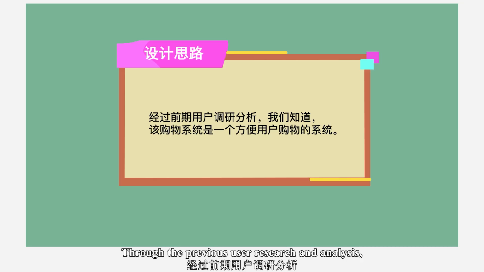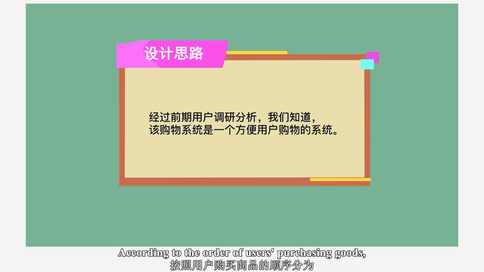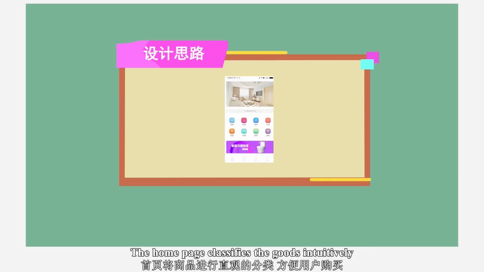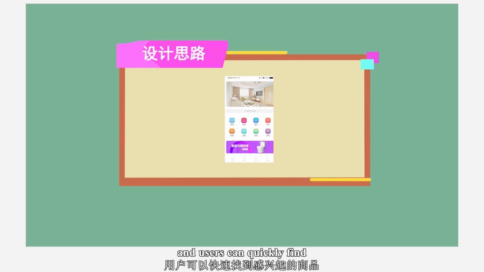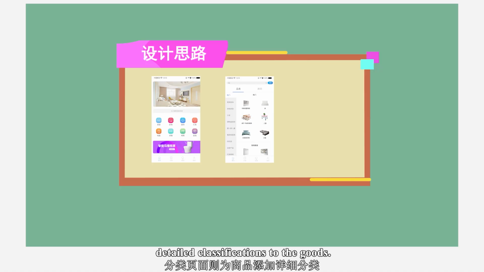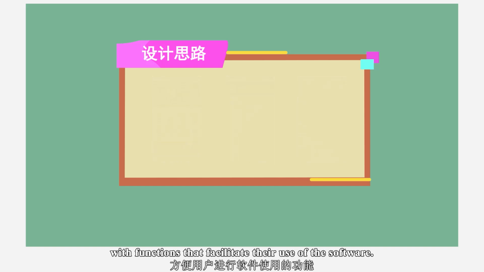Through the previous user research and analysis, we know that this shopping system is a system that facilitates users' shopping. According to the order of users purchasing goods, it is divided into 3 pages: the home page, the classification page, and the membership page. The home page classifies the goods intuitively to facilitate users' purchasing, and users can quickly find the goods they are interested in. The classification page adds detailed classifications to the goods. The membership page provides users with functions that facilitate their use of the software.